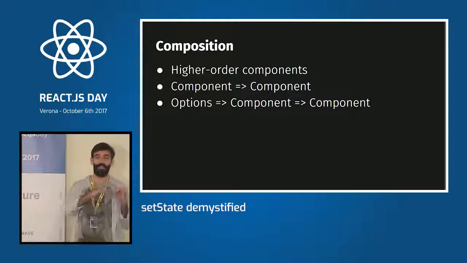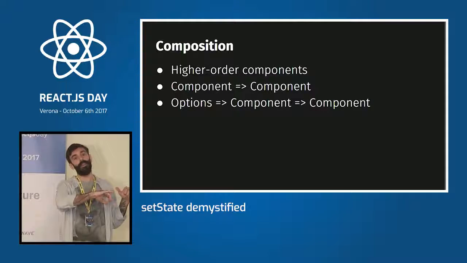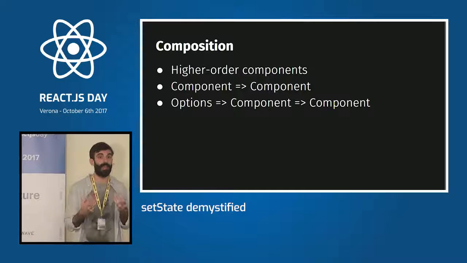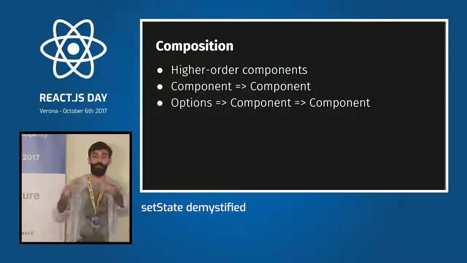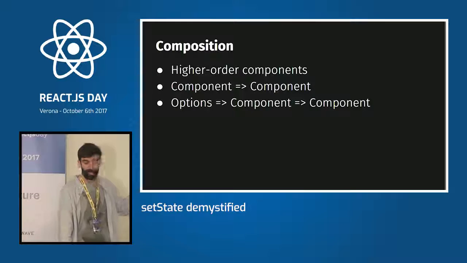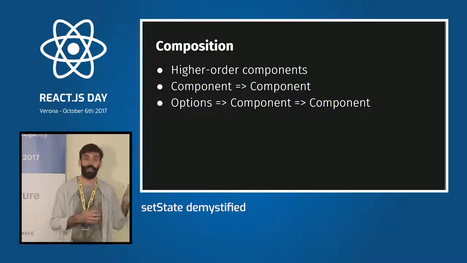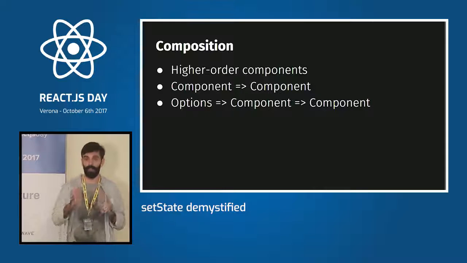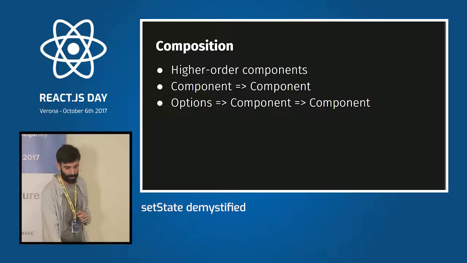So it receives a component, and it gives you back an enhanced component. For example, you can enhance a presentational component with data fetching functionalities. So you don't even have to write your containers. You just write your presentational component, and you use higher order components to give them data fetching functionality. There is also this second signature where you pass the options, you get back a function that takes a component and gives you back another component.